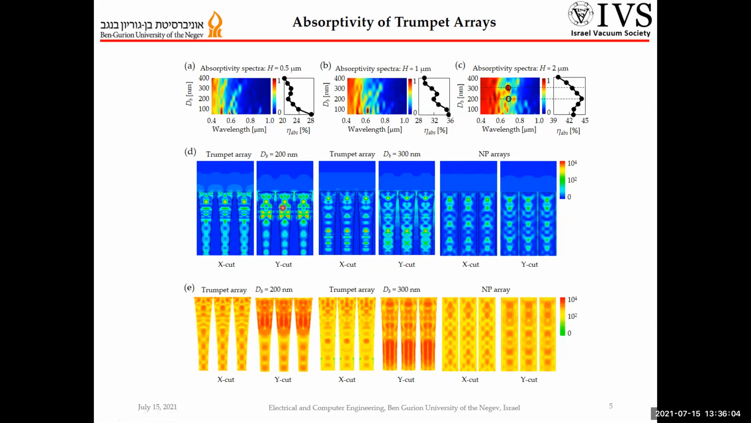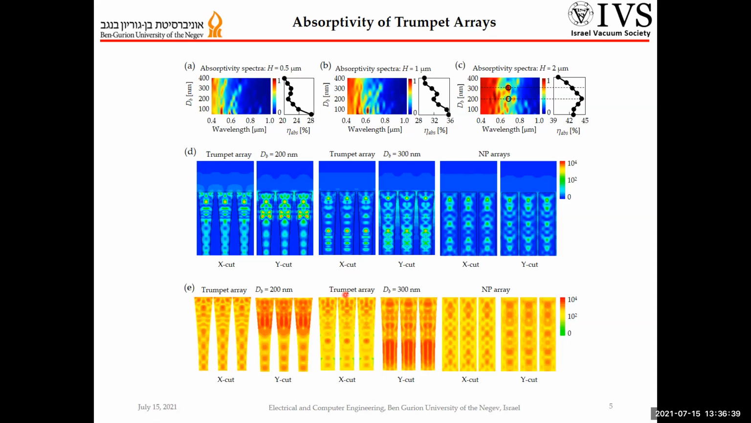For the bottom diameter of 200 nanometer, the trumpet top is excited. And for the bottom diameter of 300 nanometer, the bottom part of the light funnel is excited. Figure 2E presents the absorbed photon density distribution corresponding to the PFD distribution just above in figure 2D, where the stronger absorption in both trumpet arrays is evident as compared with the nanopillar array.